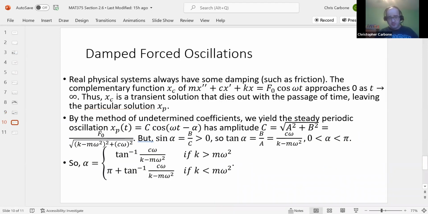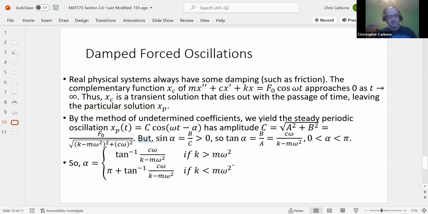So now the damped forced oscillations. Real physical systems always have some damping, such as friction. The complementary function x sub c of m times x double prime plus c x prime plus kx equals f sub 0 times the cosine of omega t approaches 0 as t approaches infinity. Thus, x sub c is a transient solution that dies out with the passage of time, leaving the particular solution x sub p.